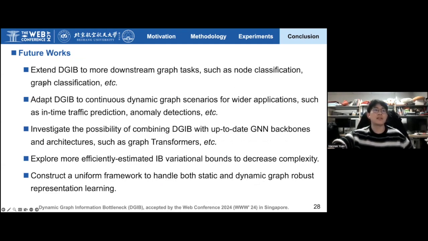The first is to extend the DGIB to more downstream graph tasks, such as node classification or graph classification, and adapt the DGIB to continuous dynamic graph scenarios for wider applications, such as real-time traffic prediction or anomaly detection. We will also investigate the possibility of combining DGIB with up-to-date GNN backbones and architectures, such as graph transformers, explore more efficiently estimated IB variational bounds to decrease the computational complexity, and construct a uniform framework to handle both static and dynamic graph robust representation learning.